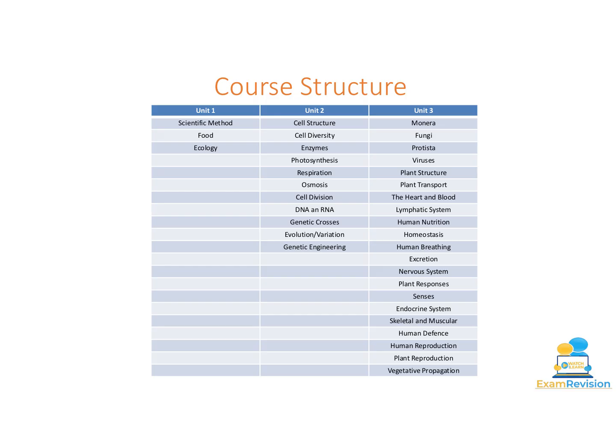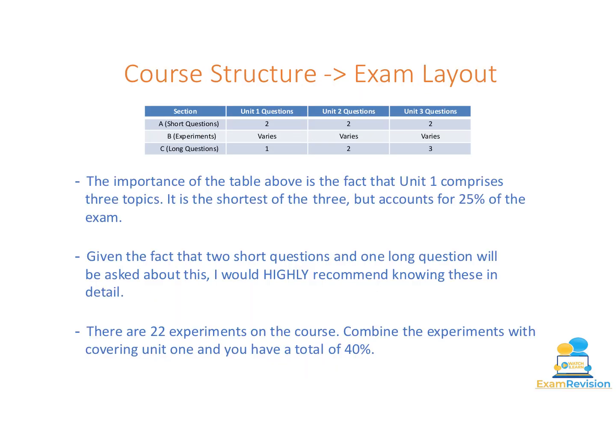Unit 2, a little bit longer, so we have our cell structure, cell diversity, enzymes comes in here, photosynthesis, respiration, those big topics. We've osmosis, cell division, our DNA, RNA, and our genetic crosses, everything to do with genetics is part of Unit 2. And then we have Unit 3, which is the longest unit, and this takes in most of plant and human biology. And we also have our monera, fungi, protista, and viruses thrown in there as well. So all of the systems will pop up in Unit 3. It is by far the longest unit of all 3.